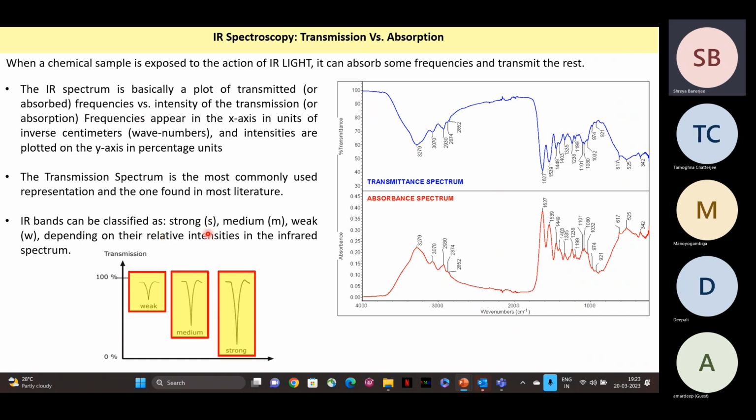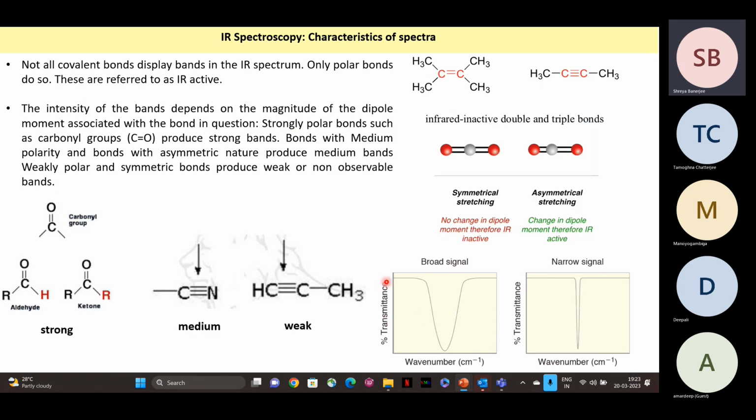IR bands can be classified as strong, which have almost zero transmittance, medium, and weak. So there are three kinds of intensities in IR bands. IR bands can also have a broad signal which encompasses many different wave numbers, or a narrow signal pointing to a single wave number. Now, not all covalent bonds display IR bands. Only polar bonds are IR active. Non-polar bonds can also be IR active if the dipole moment changes.